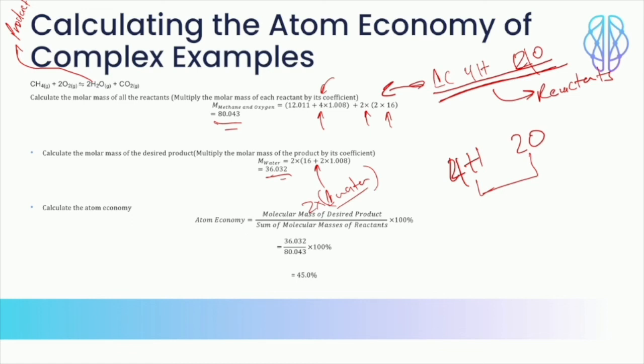Again, write your formula. Atom economy equals the molecular mass of the desired product divided by the sum of the molecular masses of the reactants times 100%. You need to always take into account these coefficients, because otherwise you're negating these initial building blocks. You're missing blocks and creating things out of nowhere. Plug in your numbers and you get an atom economy of 45%, which is significantly lower than the previous reaction. So we need to improve this reaction, and I'll show you how to do that in our video on principles in green chemistry.